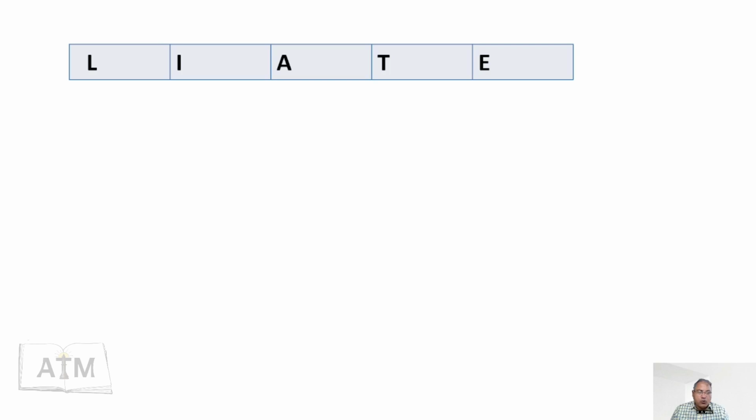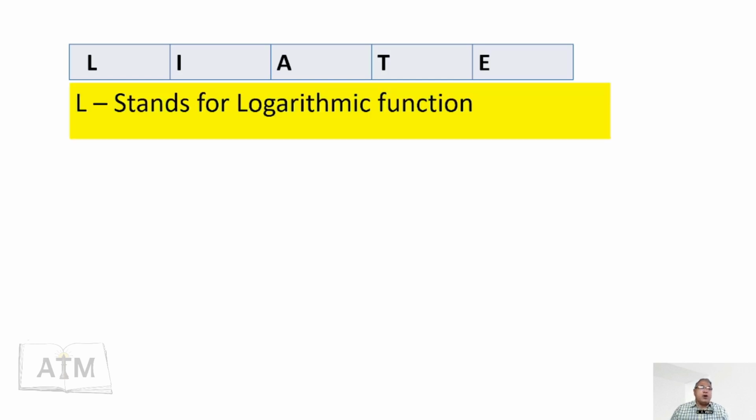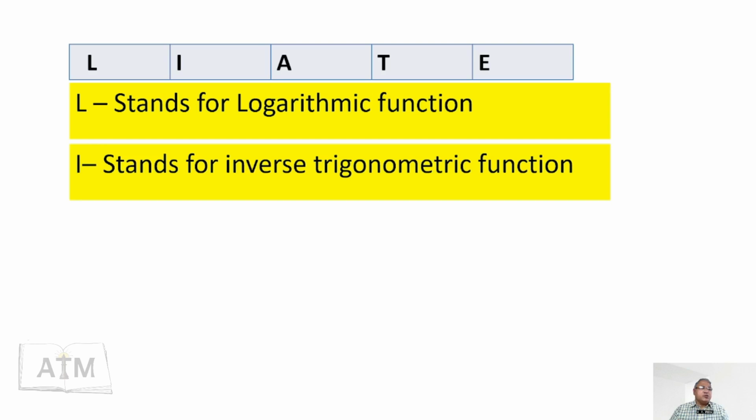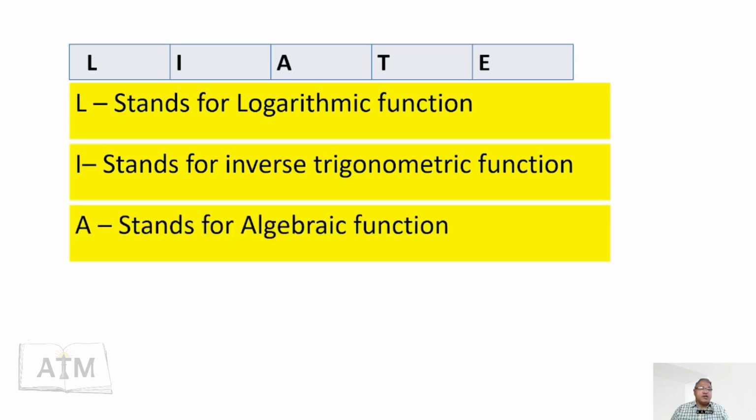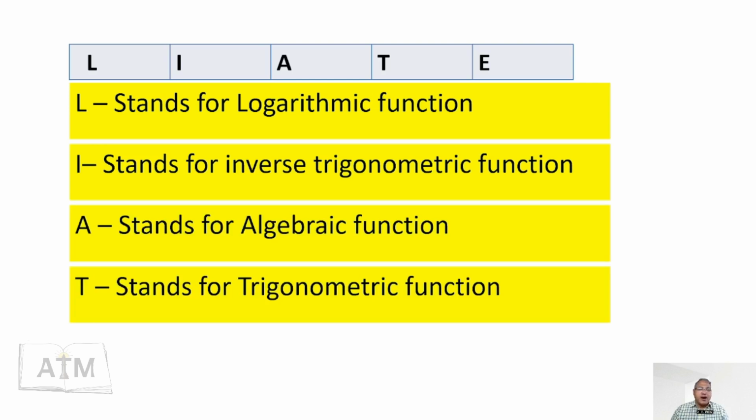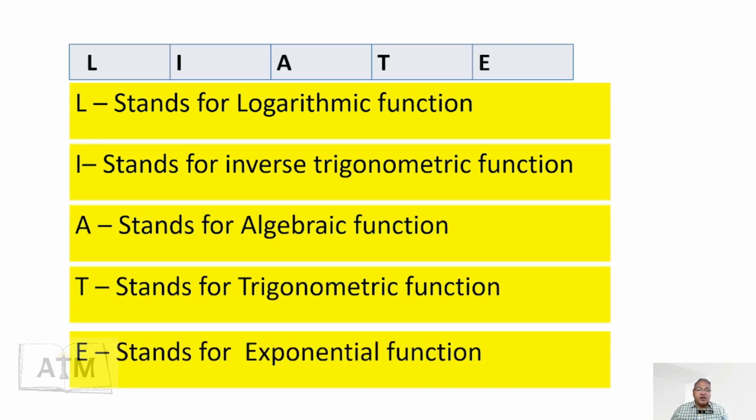Let us see. While doing integration by parts, we use the LIATE concept, the LIATE rule. According to the LIATE rule, what does L stand for, what does I stand for, A, T and E? L stands for logarithmic function, I stands for inverse trigonometric function, A stands for algebraic function, T stands for trigonometric function, and E stands for exponential function.